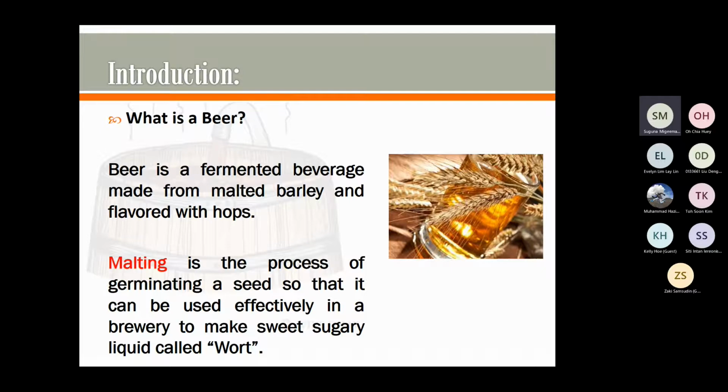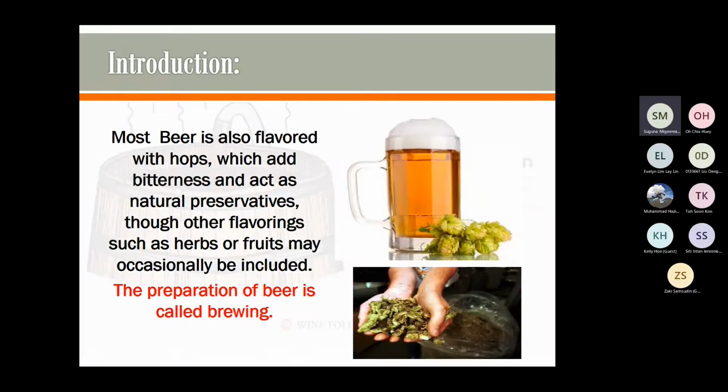As I mentioned, pay attention to the term malted. Malting is a process where we take any grains or seeds and germinate the seeds. Once the seeds are germinated, they can go into a brewing process to make a sweet sugary liquid called wort. This is the beer that we are consuming today.